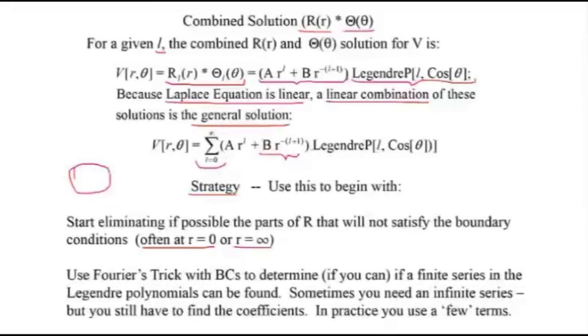In terms of the theta equation, quite often we're using the Fourier trick that's analogous to what we used before, but now we're going to use the Legendre polynomials rather than sines and cosines. So we use Fourier's trick with the boundary conditions, and if we can, we try to end up with a finite series in the Legendre polynomials. So sometimes you need an infinite series, and so you'll live with that. You'll get the coefficients by integration, so you'll find these coefficients, but in practice you'll evaluate a few terms, whatever you need to get a smooth, reliable solution.